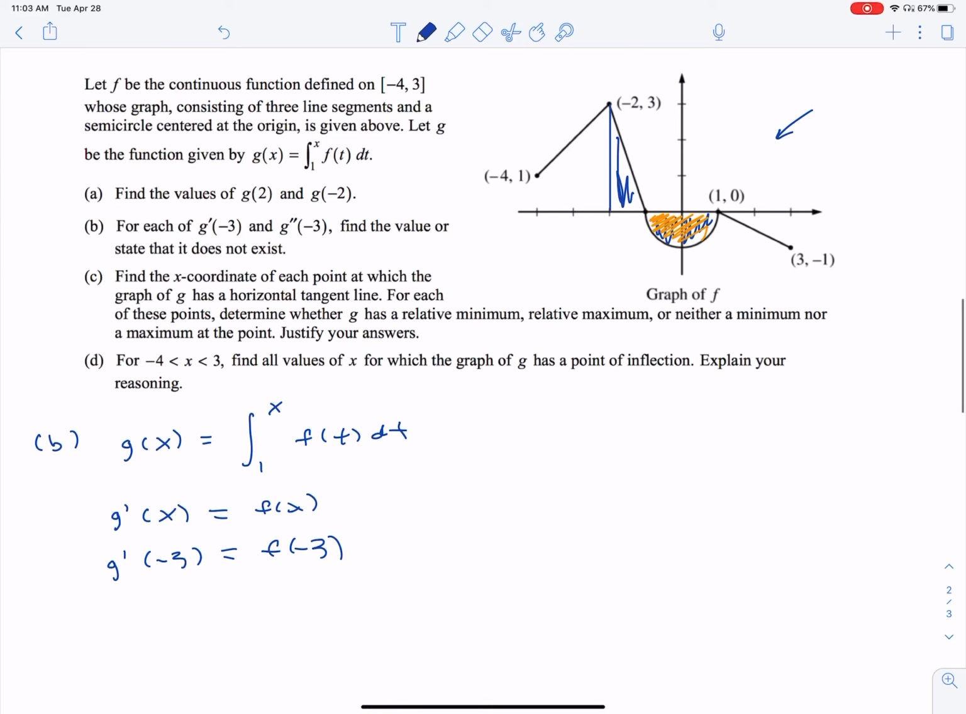And if I go to my graph, let's clean this up a little bit. F of -3, where is -3? 1, 2, 3.